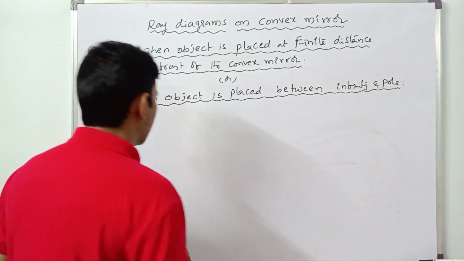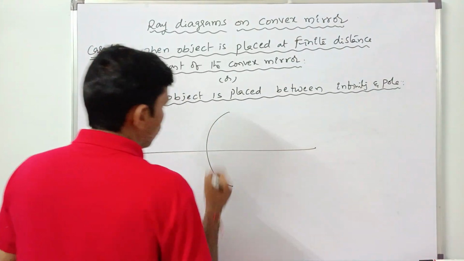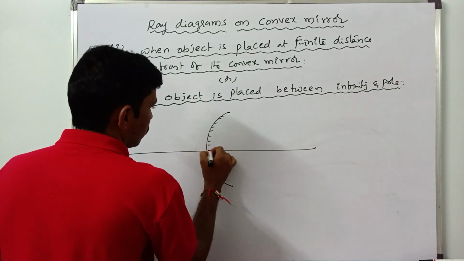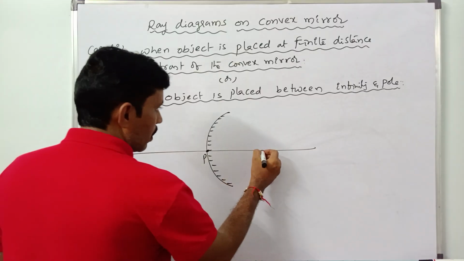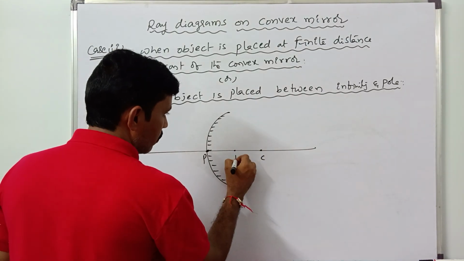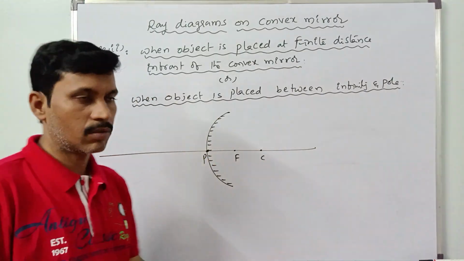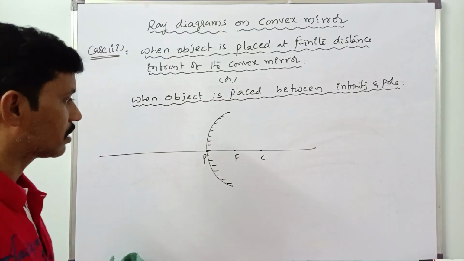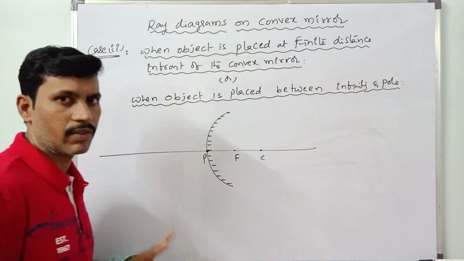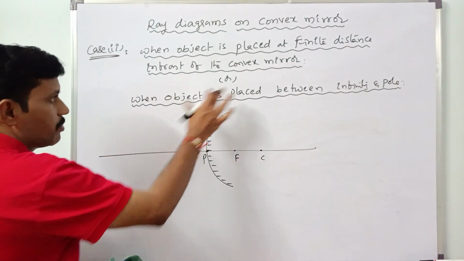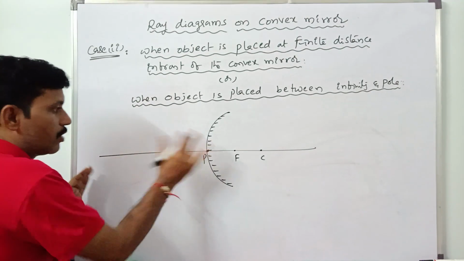Simple. So let us draw the convex mirror. This is the convex mirror. Let us take the pole, and we know the center of curvature and focus point. In case of a convex mirror, the center of curvature and focus point are behind the mirror only, because the outer surface is the reflecting surface. That's why it is called a convex mirror. Clear? So now an object is placed between infinity and the pole. Infinity means some distance away, and the pole.